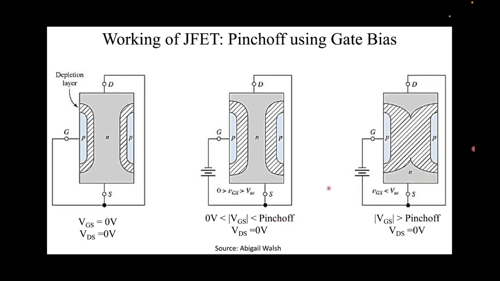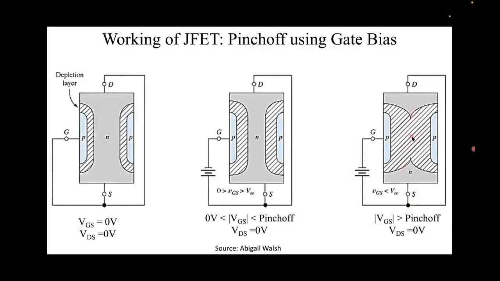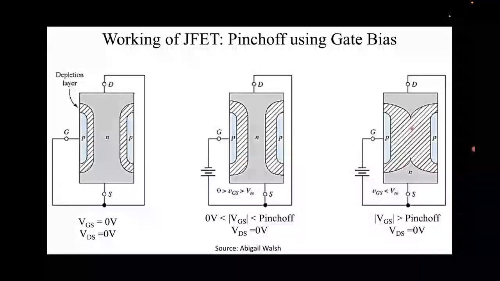What is pinch off? If we apply such a large reverse bias to the gate source that these two depletion regions which you are seeing here and here touch each other, which you can see happening over here, the two depletion regions are touching. Now even if you apply, hypothetically, some drain source bias, no current can flow. Hence this condition is known as the pinch off condition, and the device will not conduct.